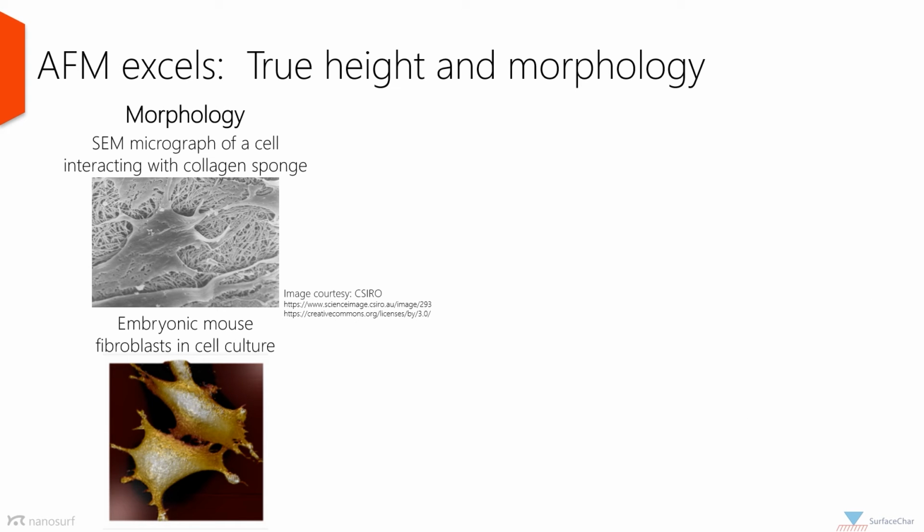With this and the following slides, I would like to show you some examples of where AFM really excels and outperforms other techniques. For example, here we see a morphology. This is a SEM micrograph. We can nicely see the cell on this collagen sponge. However, in an AFM image, we can also nicely see protrusions of the cell. In this case, it's grown on a glass petri dish. The advantage of the AFM is this was done in situ. Basically, we were imaging in a liquid environment in cell culture medium, and we did not have to dry this sample like for SEM. And we have real, true height information out of this image.